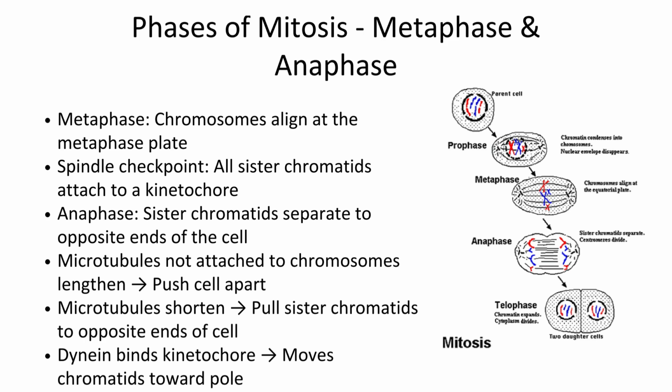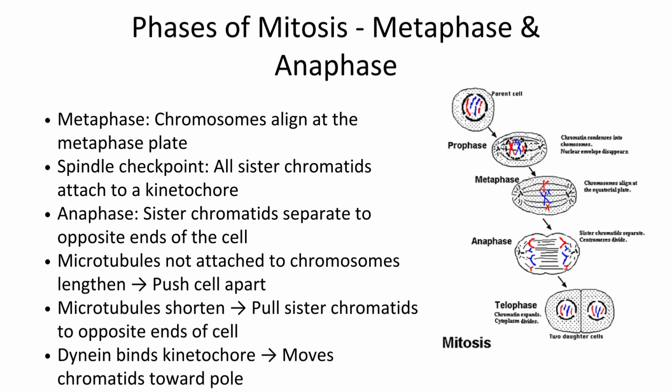Next comes metaphase, a highly important checkpoint phase. In metaphase, all the chromosomes align along the metaphase plate, right at the center of the cell. This alignment ensures that each daughter cell will receive an exact copy of genetic material. The cell checks to ensure that each sister chromatid is properly attached to spindle fibers at its kinetochore. This is called the spindle checkpoint, and it prevents errors in chromosome segregation. Once all chromosomes are properly attached, we move into anaphase.